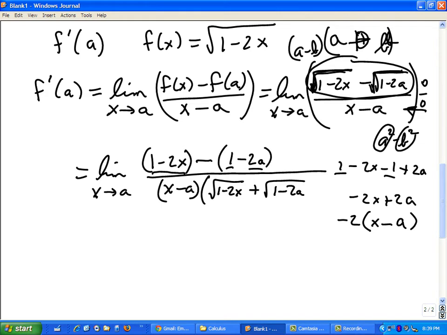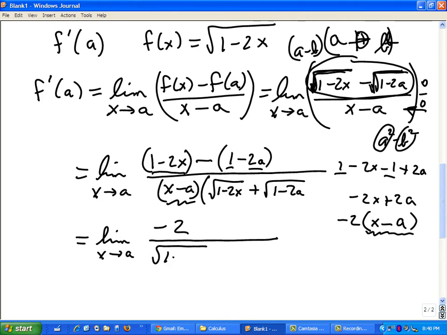So this limit becomes nothing more than the limit as x approaches a of minus 2 on top. That's all that's going to be left after you cancel your x minus a. And on the bottom, you've got 1 minus 2x under the radical plus 1 minus 2a under the radical. And here, if you do your reality check, you find something very different. As x gets close to a, the only thing that happens is that x becomes a, but you get a plus here instead of a minus.